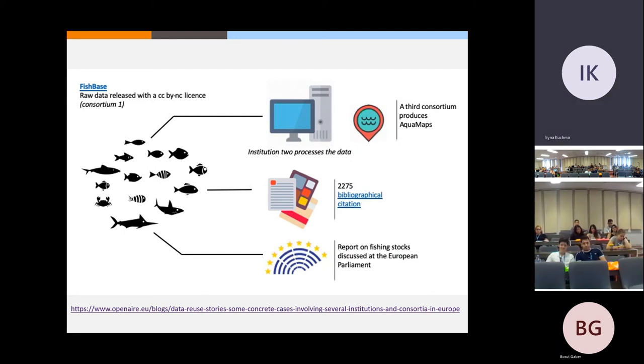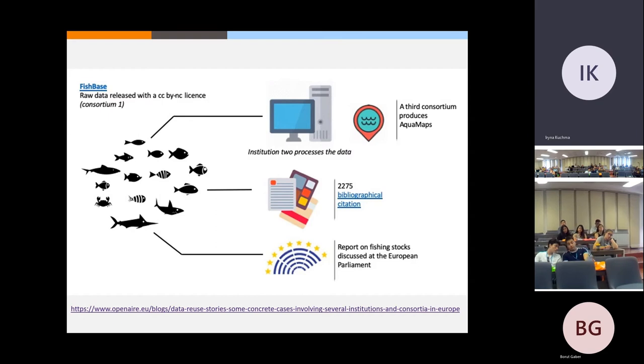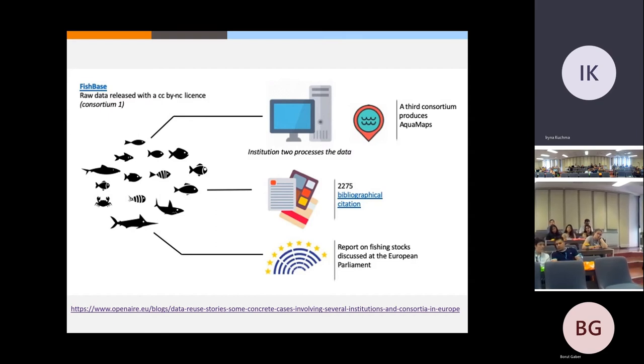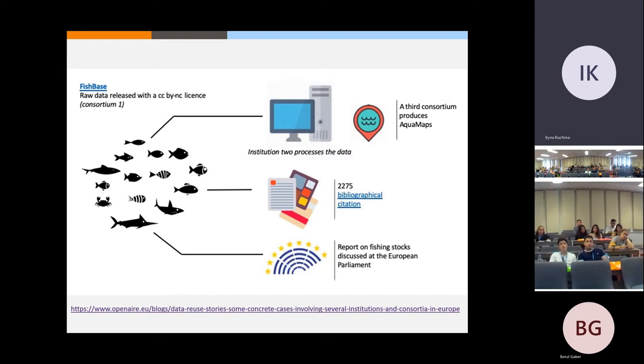Another example is from marine sciences, and there was a group of researchers who was collecting information about fish species living in a certain area. And another group reused that data, which they made available, to process it. And then a third group of researchers produced their maps out of that fish species data.